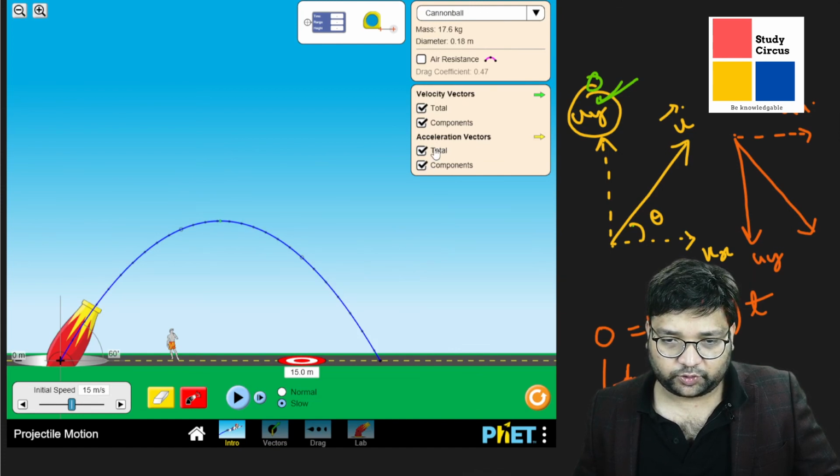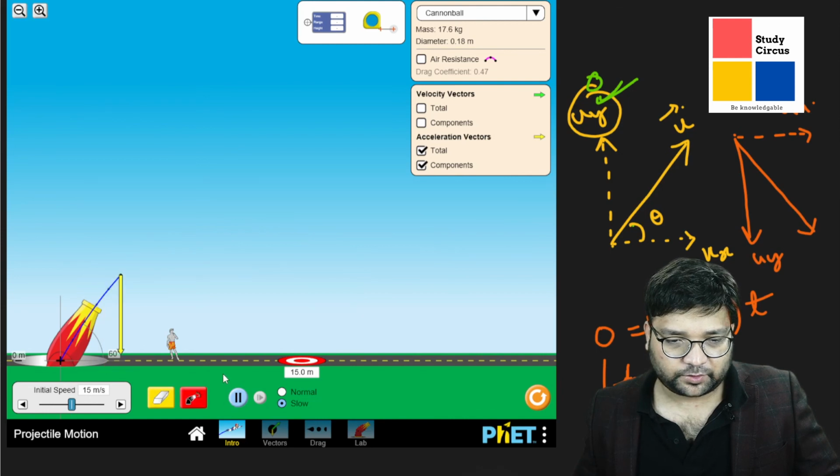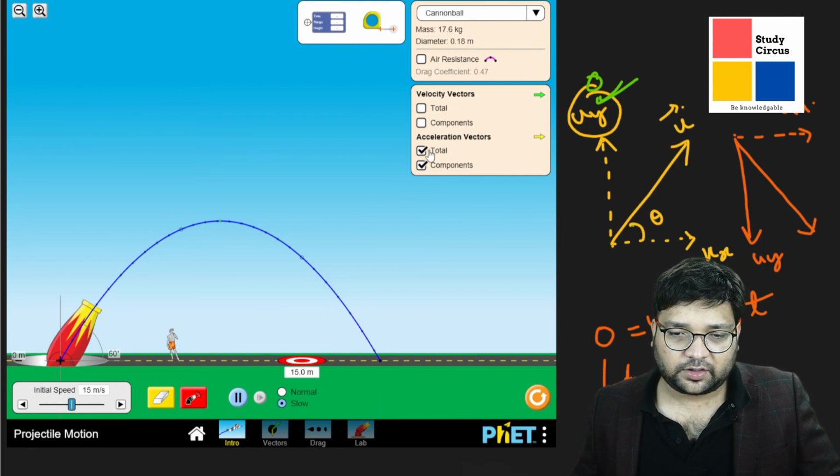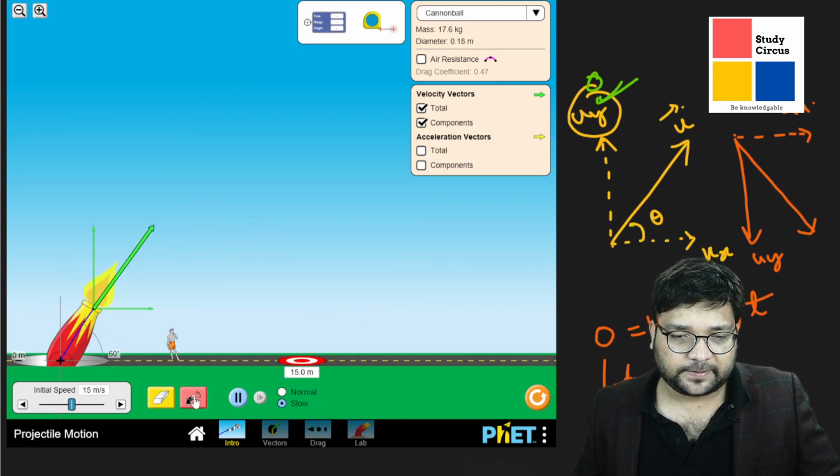So if I show you the components of acceleration, see, acceleration is only in the downward direction at all times, right? Only one component of acceleration. Now velocity I've already told, the total and the component. Again see, in slow motion it is like this, only the vertical one changes. See, the vertical one decreases, becomes zero, then again increases and becomes like it was initially.